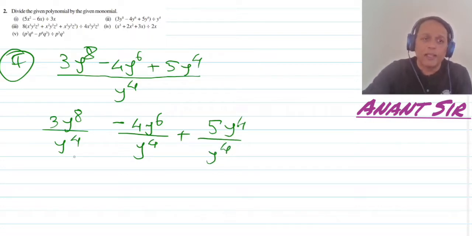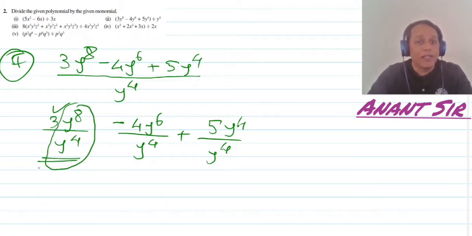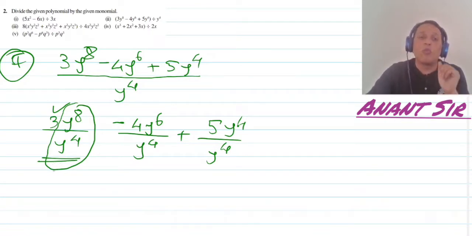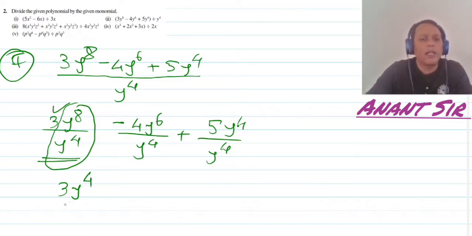Now, there is no number in the denominator. There is only y raised to 4. So, this 3 is going to remain as it is. We just have to solve this y. So, now there are 8 y's in the numerator and 4 in the denominator. So, 4 y's will get cancelled and you will have 4 y's in the numerator, which are extra. So our answer will have 3y raised to 4. There is nothing in the denominator. If you want to write 1, you can write.